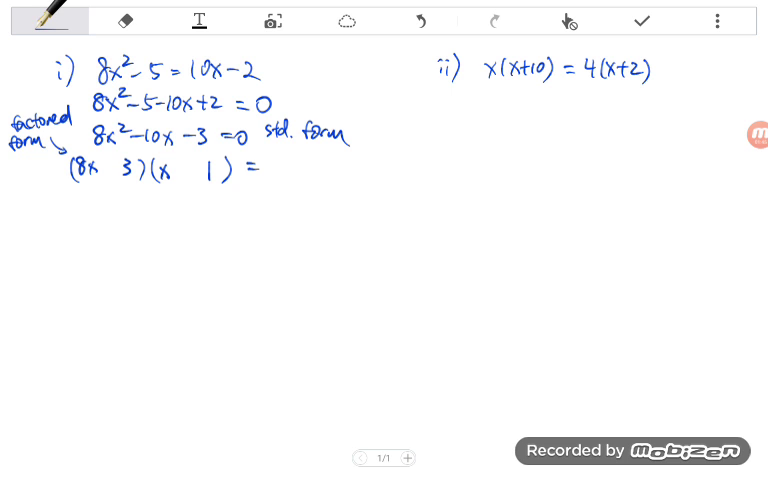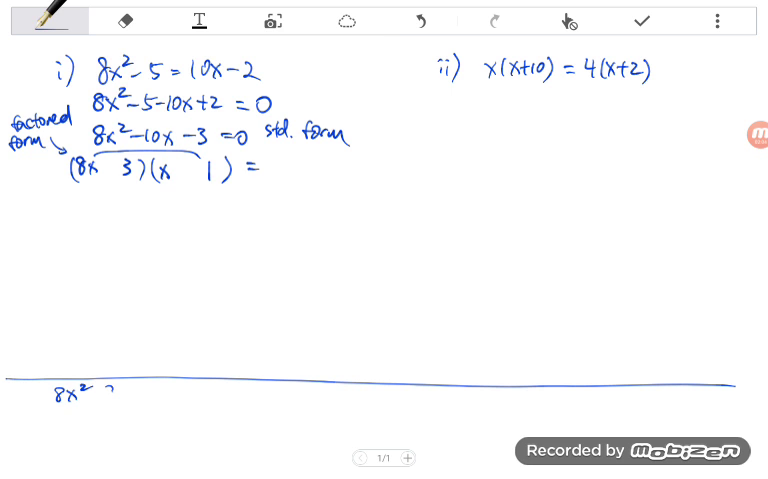So now I'm going to take out my scrap paper. Let's say this bottom part is my scrap paper. Okay, so I'm going to do this term by term. 8x times 8x gives me 8x squared. 8x times 1 gives me 8x. 3 times x gives us 3x. And 3 times 1 gives me 3.